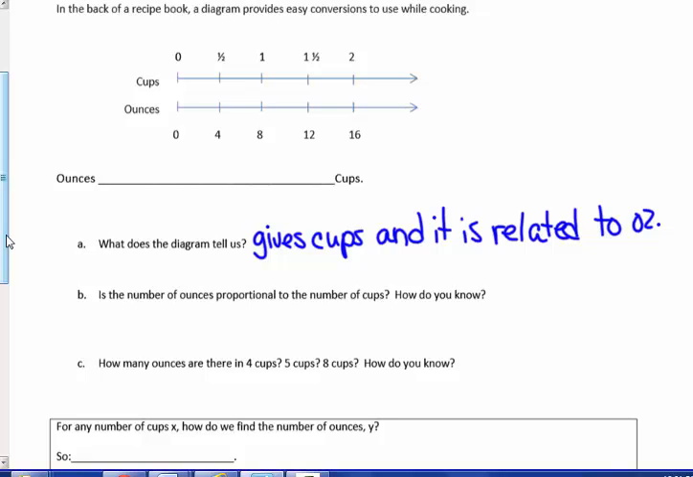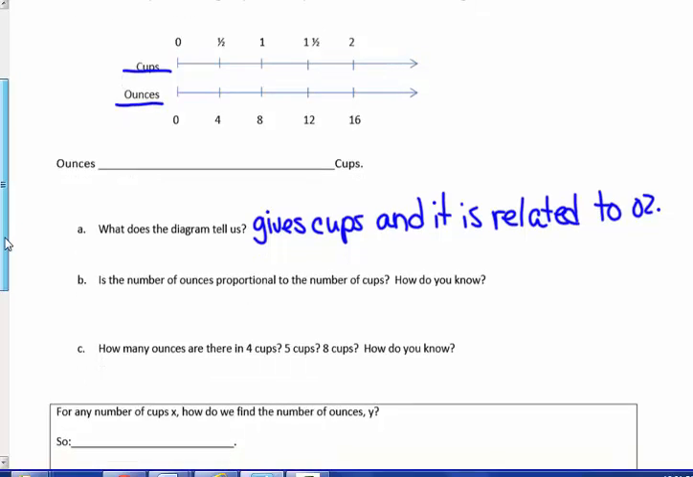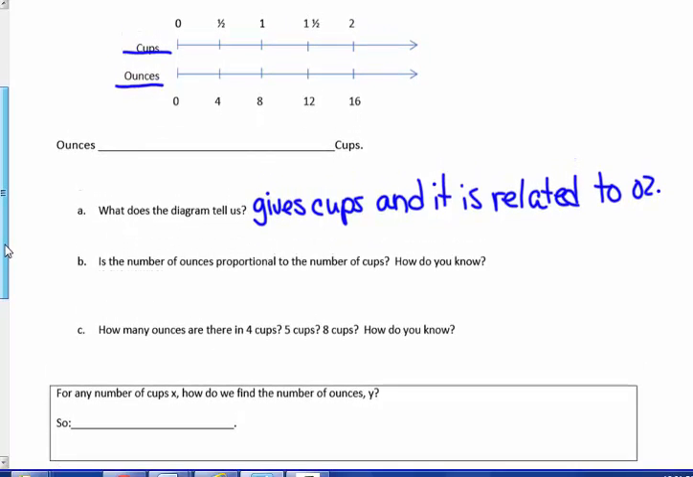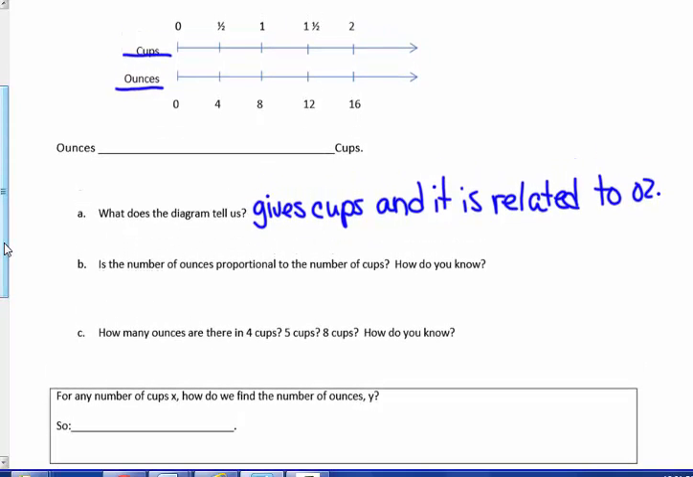So I have two variables here. I have cups and ounces. I'm talking about two different things. What does the diagram tell us? It gives us cups, has a relationship with ounces. Is the number of ounces proportional to the number of cups? How do you know?